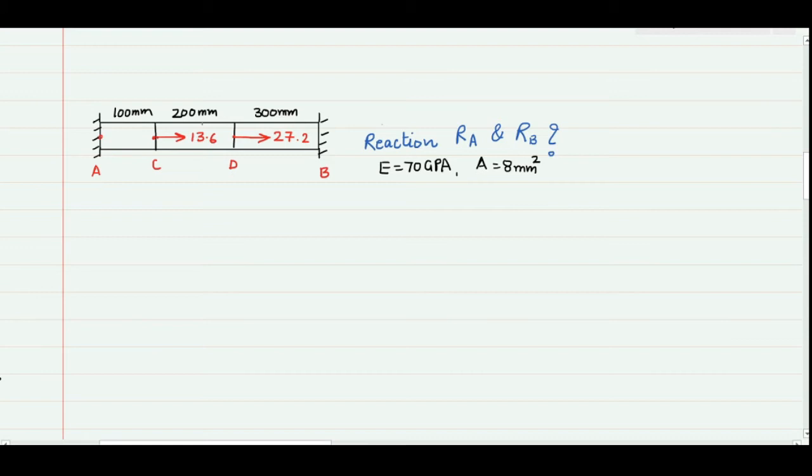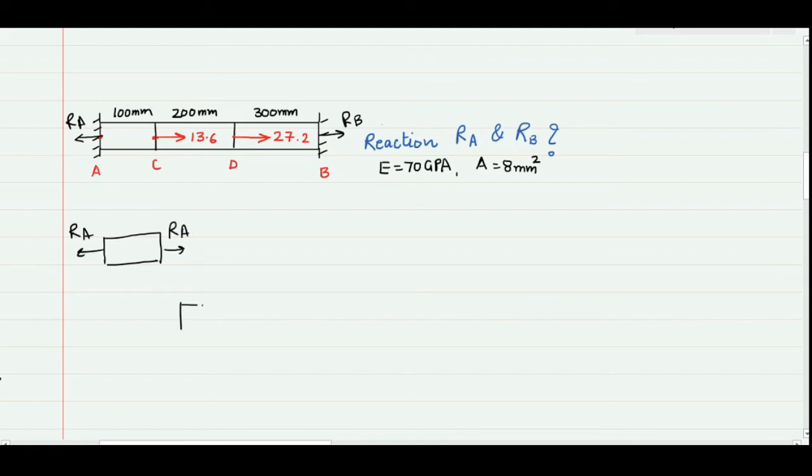and we have to find the reaction at end A and B. So let's consider that here I have a reaction RA and here I have a reaction RB. Then I have to make the free body diagram of the three sections. So start with the left one. As this is RA, I can write an equal and opposite force on the other side. So it will again be RA.